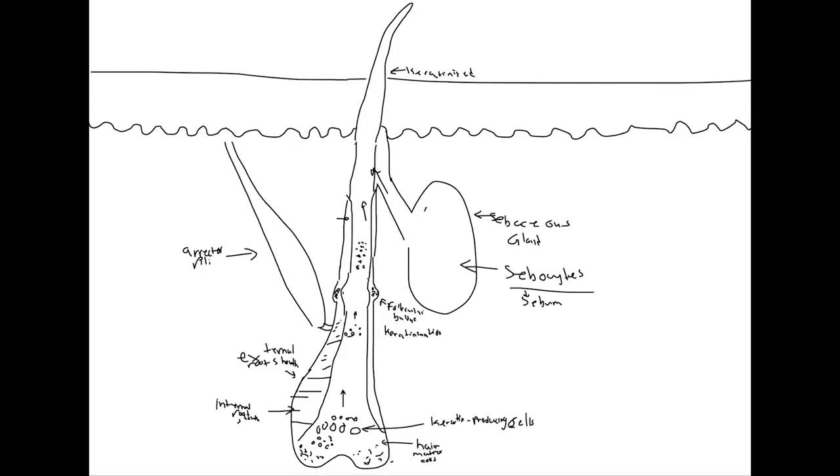It's also important to note that there are melanocytes with these hair matrix cells, and they're going to add color to the hair, in a similar way they do in the epidermis. That pretty much concludes this video.